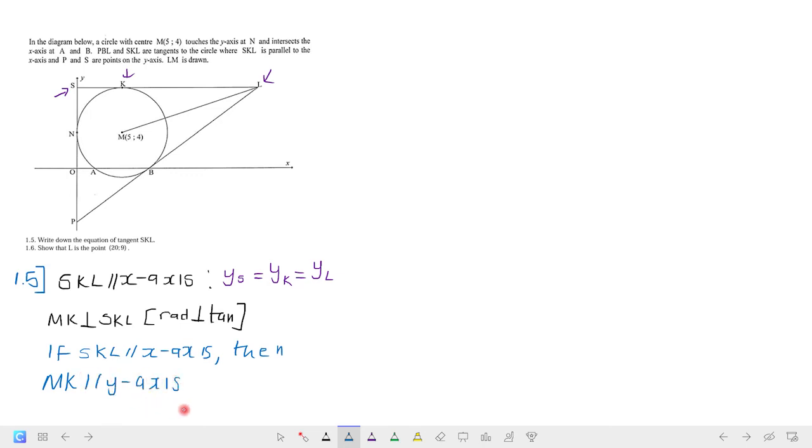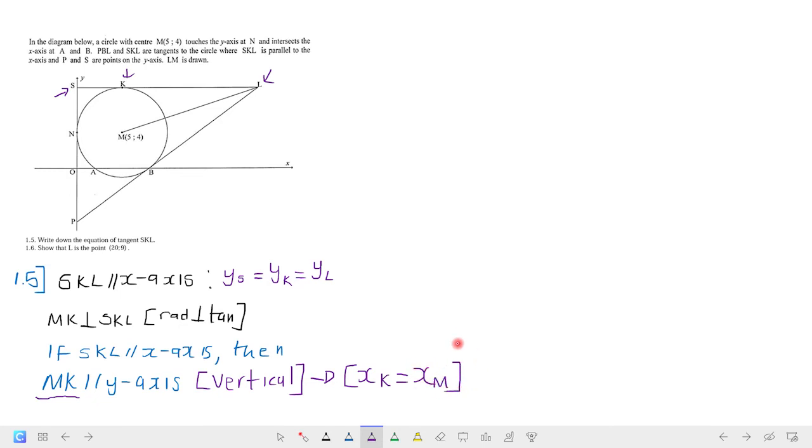So why am I doing this? I'm doing this so that you can see that if this line MK is parallel to the y-axis, it means it's going to be a vertical distance. Now a vertical distance means the x-coordinate of K and the x-coordinate of M are going to be the same. So this then automatically means the x-coordinate of K is the same as the x-coordinate of M.